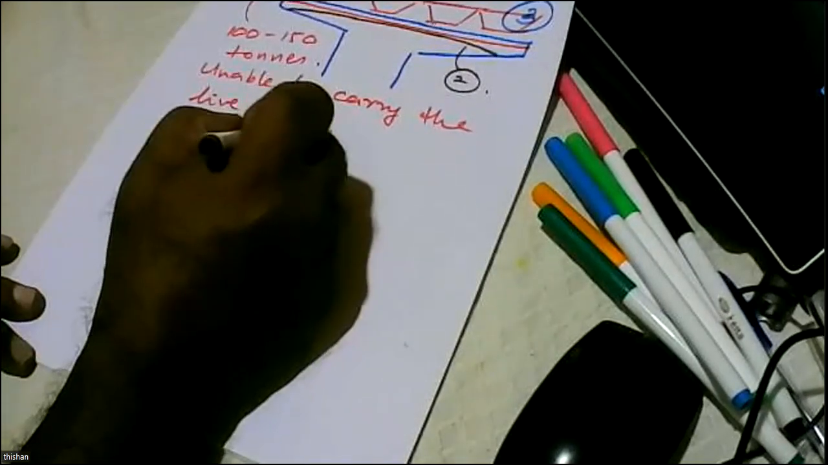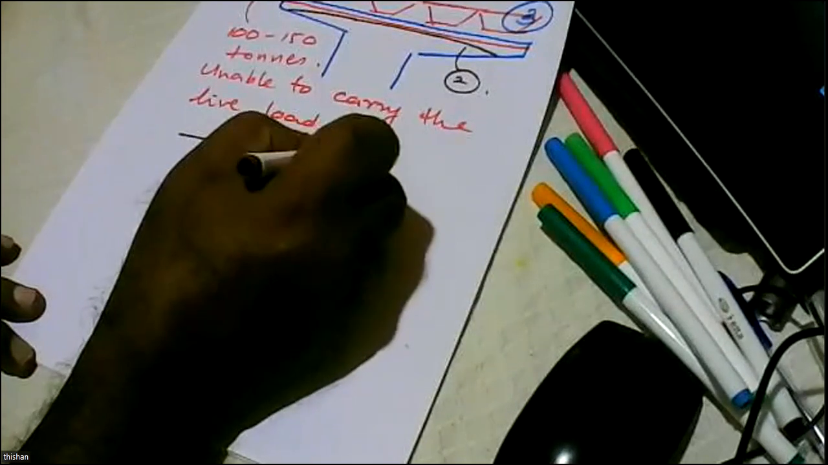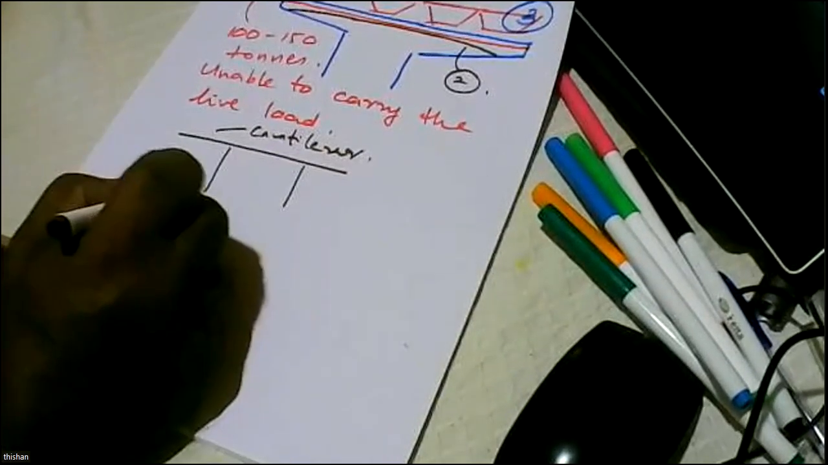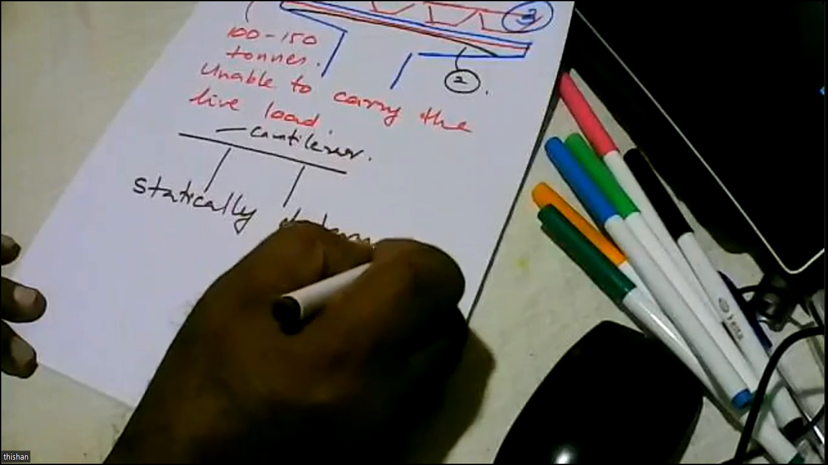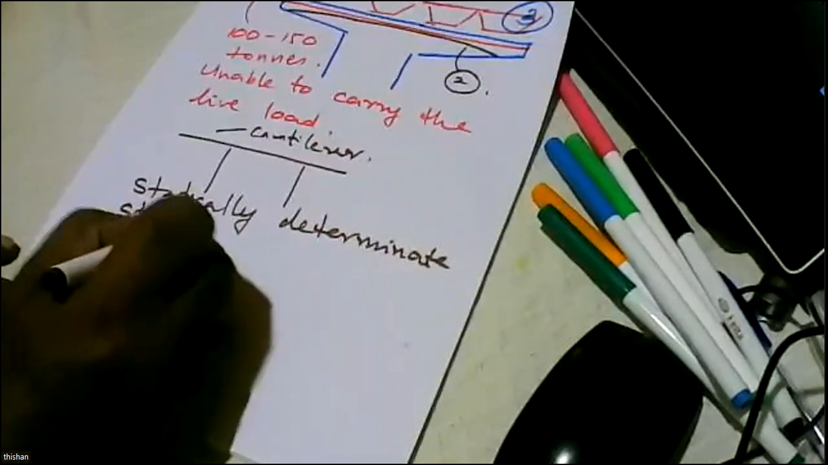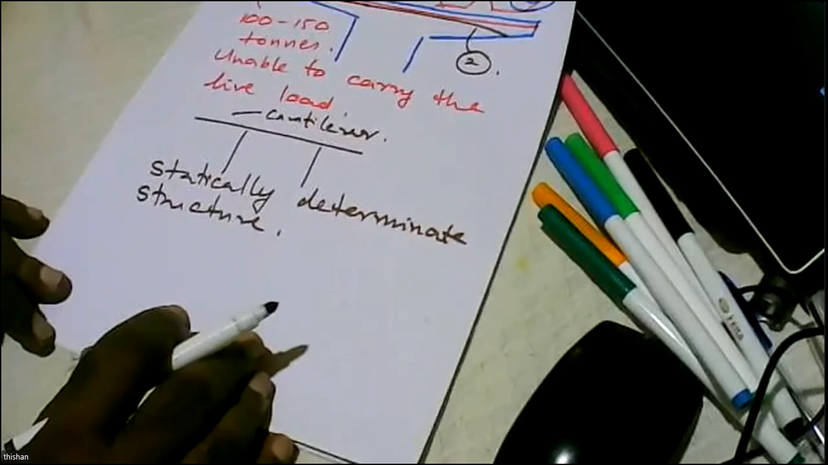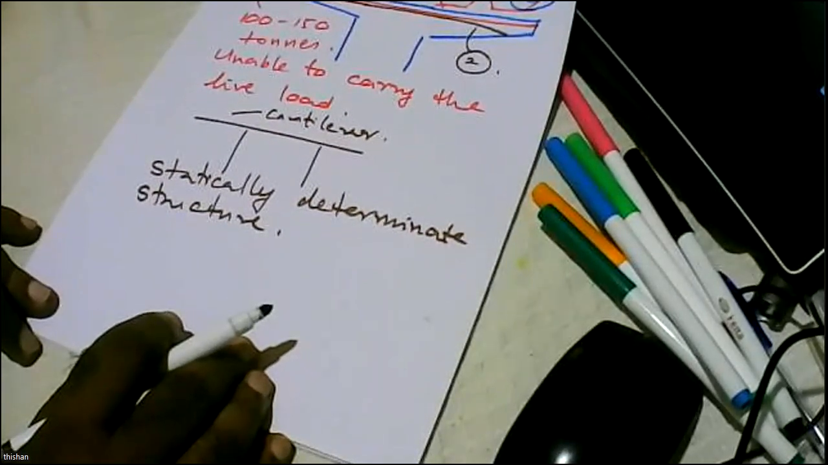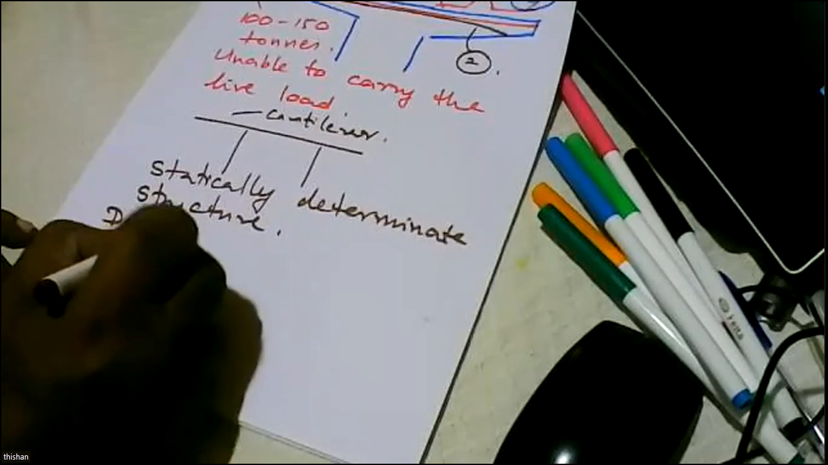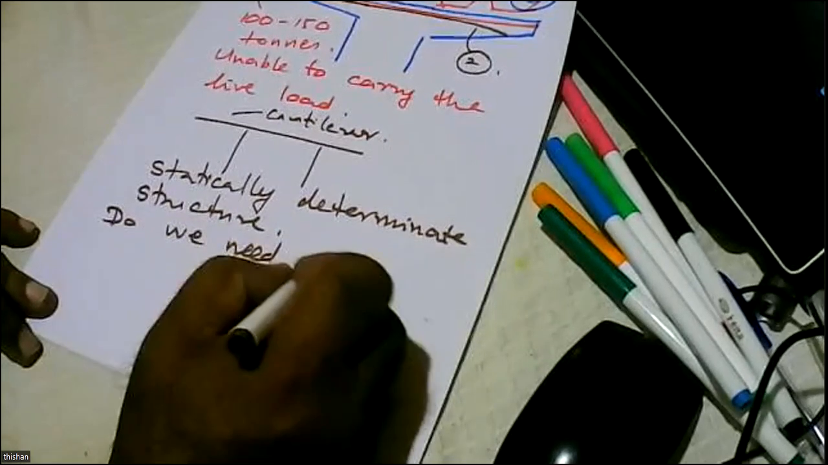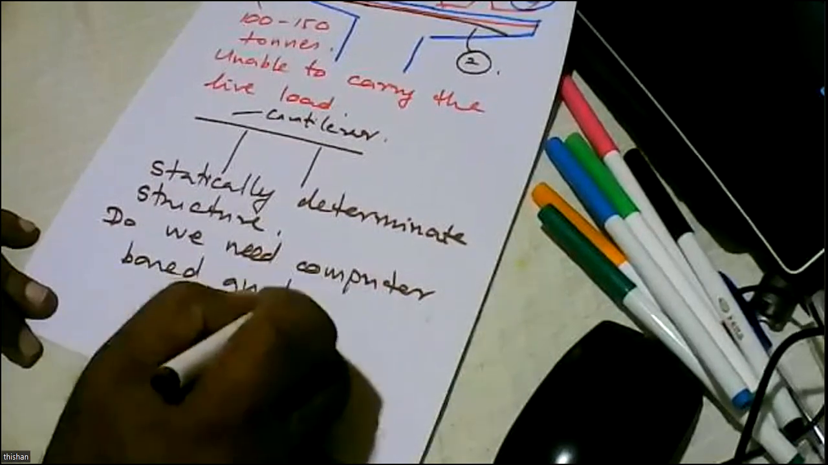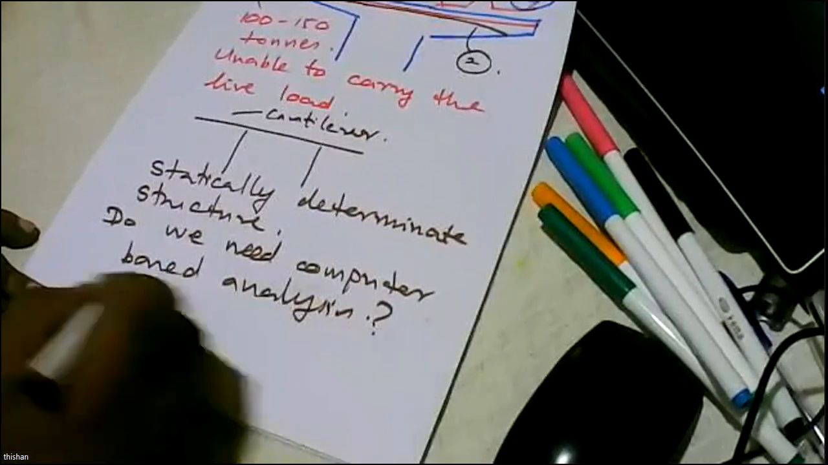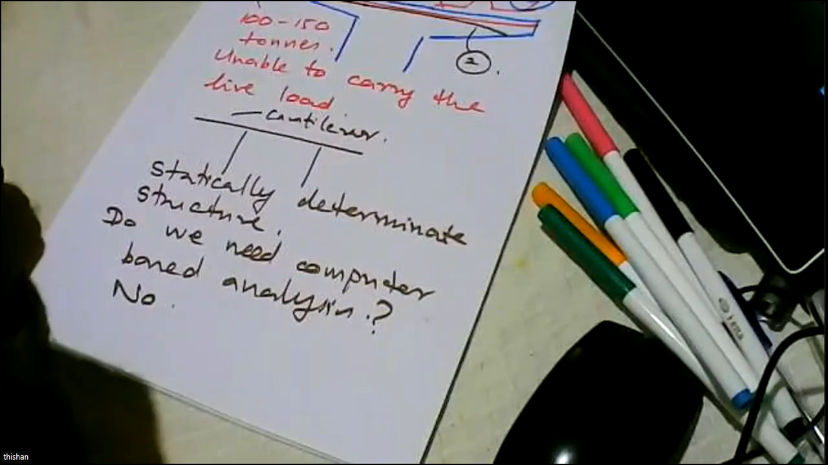This is a cantilever. So cantilever is a statically determinate structure. So if we are going to have a cantilever and if it is a statically determinate structure, what can we say? Do we need computer analysis? Answer is no. No, we don't need. The structure is statically determinate.